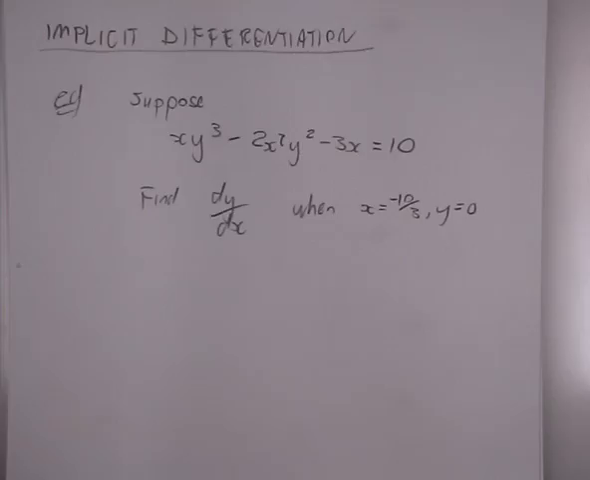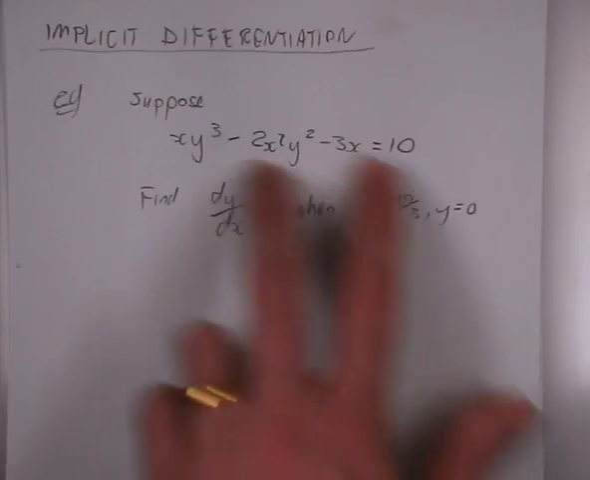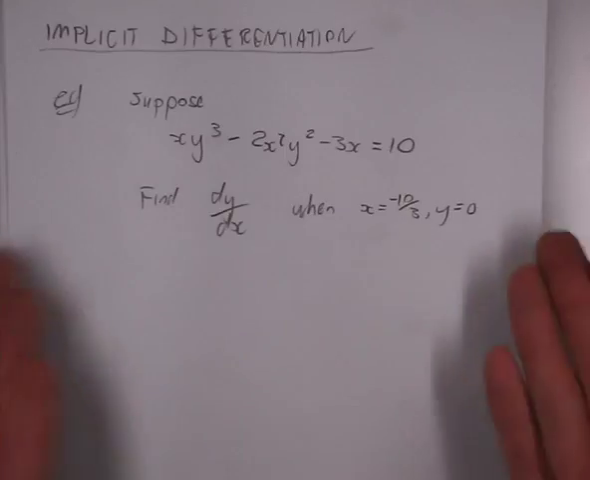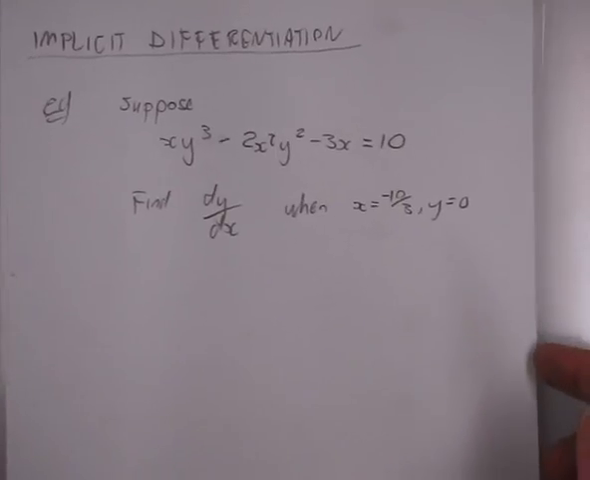Okay, so find dy on dx when x is equal to minus 10 on 3 and y equals 0. Or if you like, the point minus 10 on 3, 0. The reason that took me so long is you actually have to find a set of x and y that actually satisfy that equation. So that was the hard bit for me. But you wouldn't have to do that.